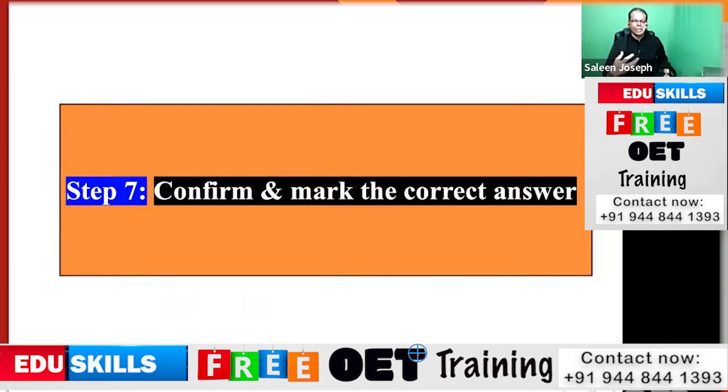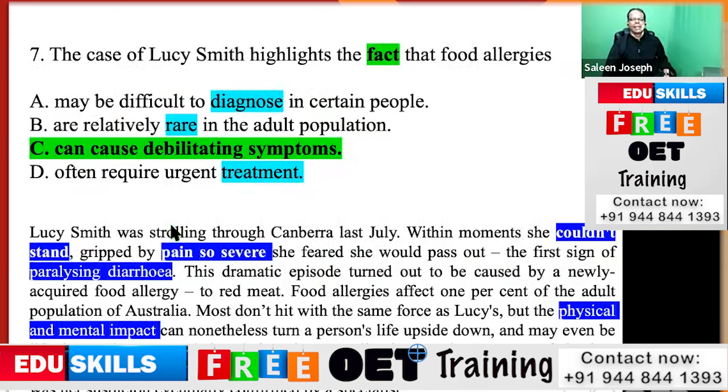So when you have that competency, when you read for the exam, immediately you find the clues and you can immediately mark the answer. Step 7, confirm and mark the correct answer. Confirm and you have to fill in the circle in the answer sheet. Make sure that you fill it correctly. Now you have to confirm it, because all these highlighted words are: couldn't stand, pain, severe, paralyzing, diarrhea, physical and mental impact. All these are symptoms. So C is the option.